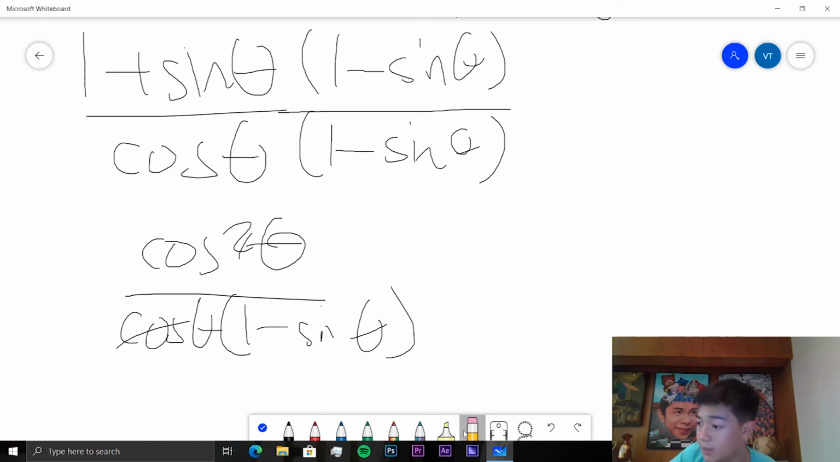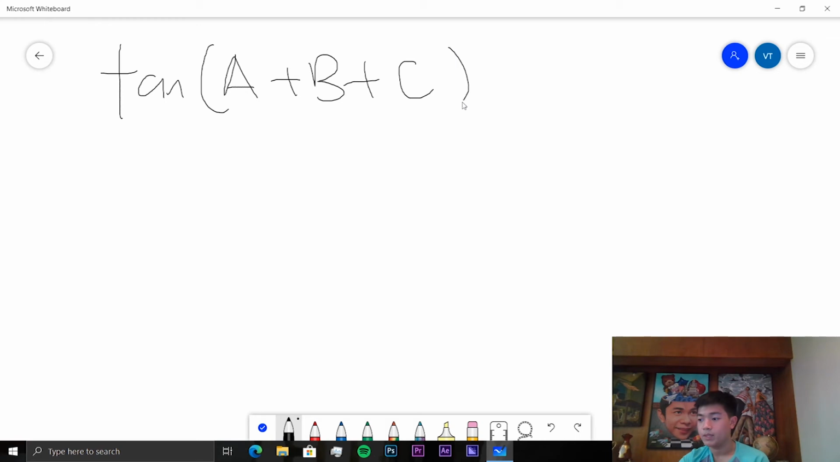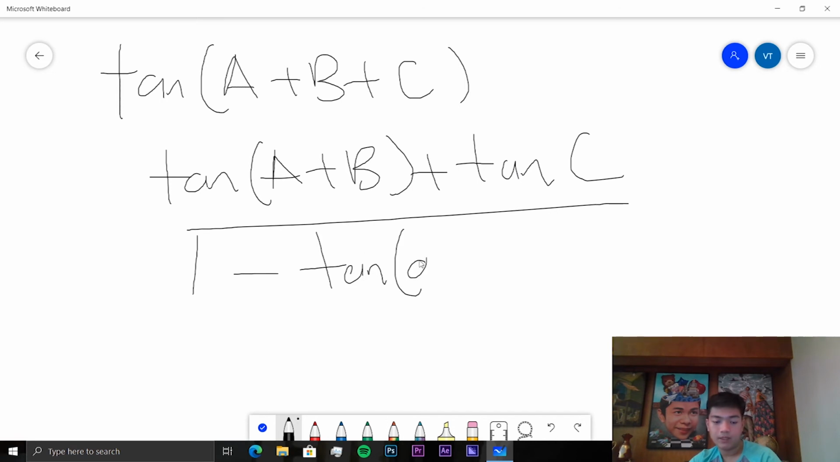So finally, we have one last problem. We need to express tangent of a plus b plus c in terms of tan a, tan b, and tan c. So how do we do that? Well, we know that this is equal to the tangent of a plus b plus the tangent of c, right? Tangent of a plus b plus c. So this is equal to the tangent of a plus b plus the tangent of c over 1 minus the tangent of a plus b times the tangent of c.